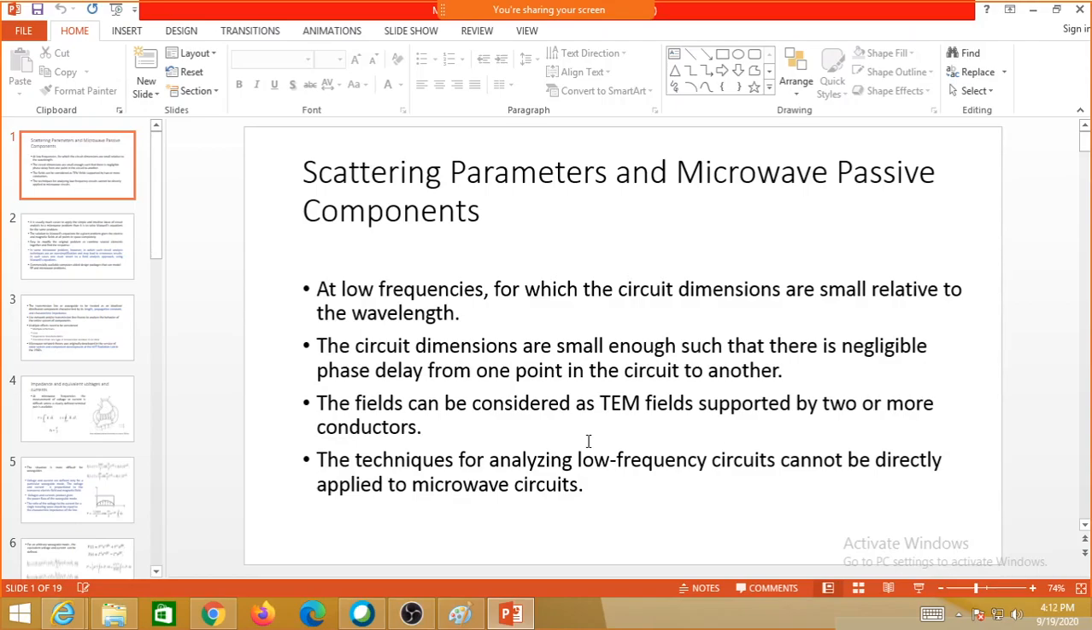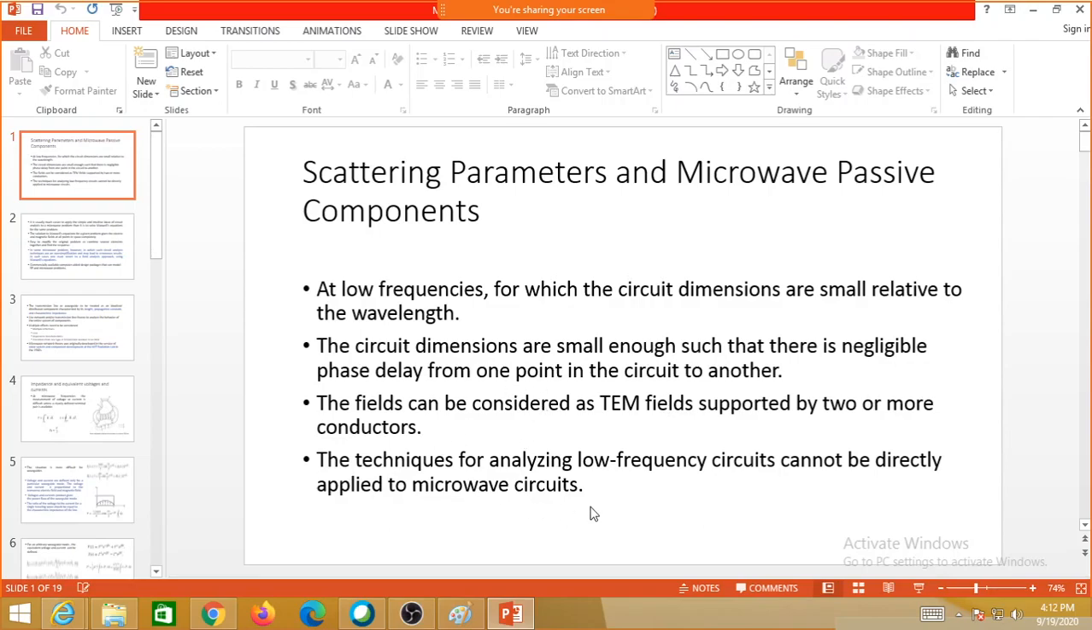You can also consider the strip line. It is a two conductor system. You have a center strip as well as a ground plane, and also in the microstrip line case, it will have the conductor as well as the ground plane. So in those types of cases, we can consider the field configuration as TEM fields.